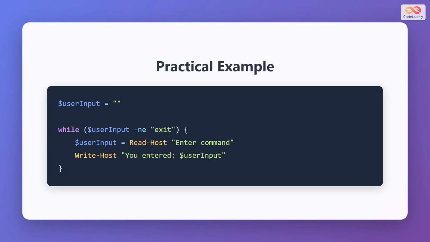Here's a practical example you might use in real scripts. We create a while loop that keeps running until the user types the word exit. The loop prompts the user to enter a command using read-host, stores their input, and then displays what they entered. This creates an interactive menu or command processor that keeps running until the user decides to quit. This pattern is extremely useful for creating interactive scripts and utilities.